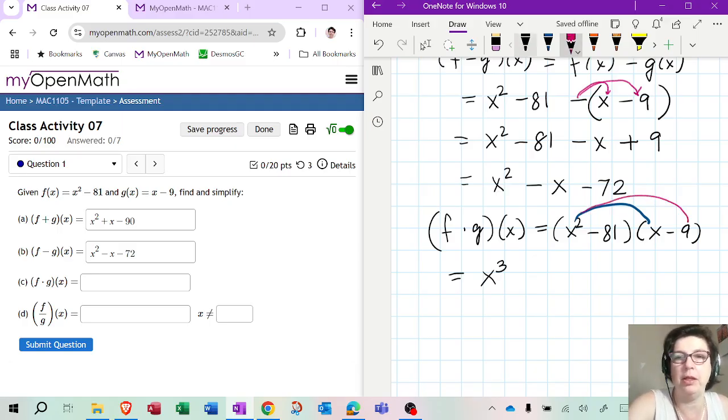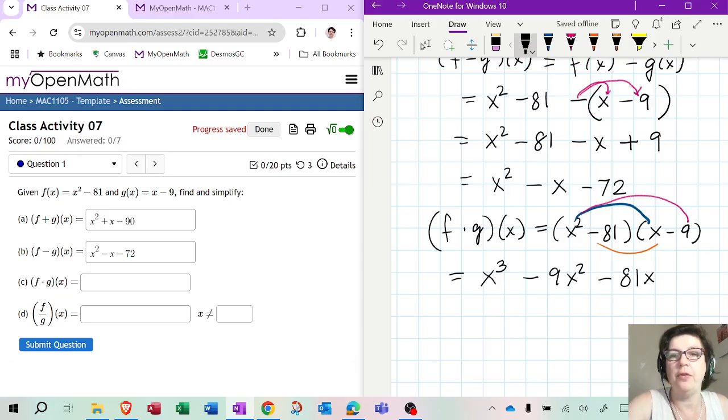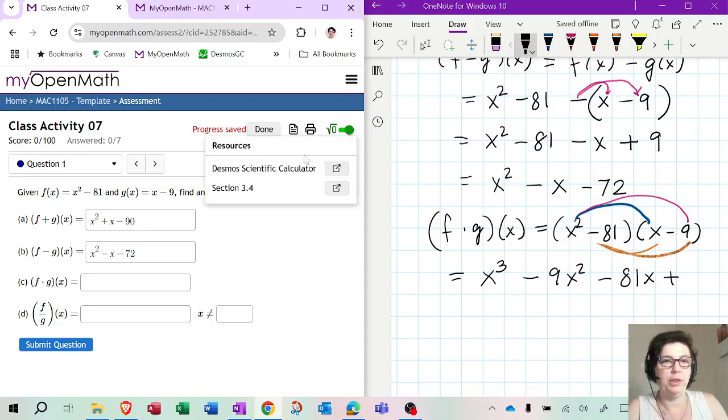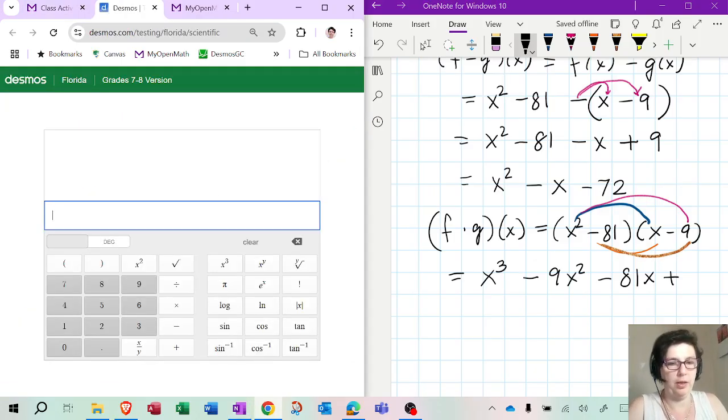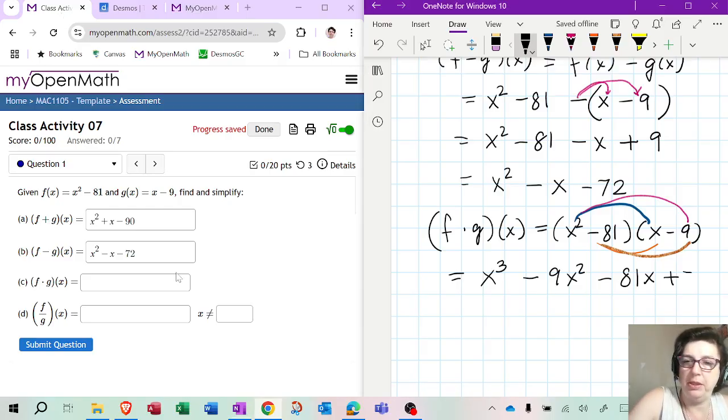Okay, then we got outer. So that would be this right here. So we are multiplying x squared by negative 9. That'll give us negative 9x squared. Then inner, which is going to be this right here. So that would be negative 81x. And finally last. So last would be these. So that would be negative 81 multiplied by negative 9. So that'll actually be positive, and whatever is 81 times 9, let's see if we can figure that out. So we got 81 times 9, that's 729. Okay, so that would be 729.